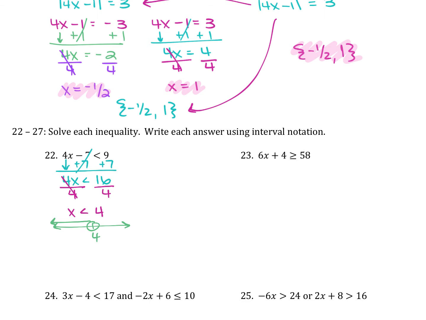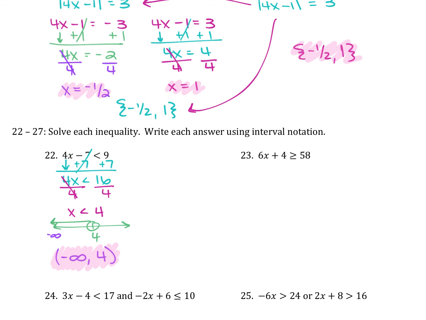So from here, if you want to write this in interval notation, look at the way your line runs. It goes to negative infinity. So in your interval notation, it's going to go from negative infinity up to that 4. It does not include that 4, so a parentheses goes on that 4. And then your infinity and negative infinity automatically get the parentheses as well.